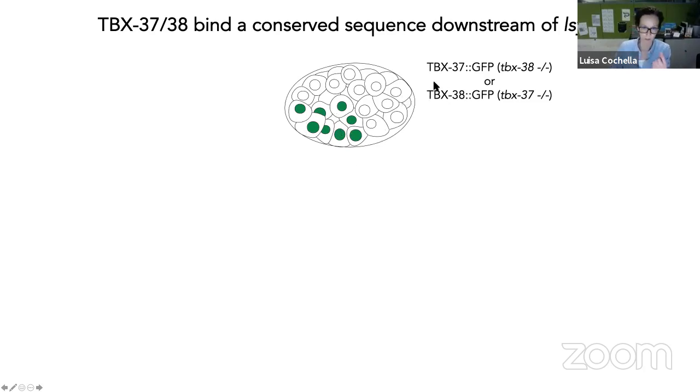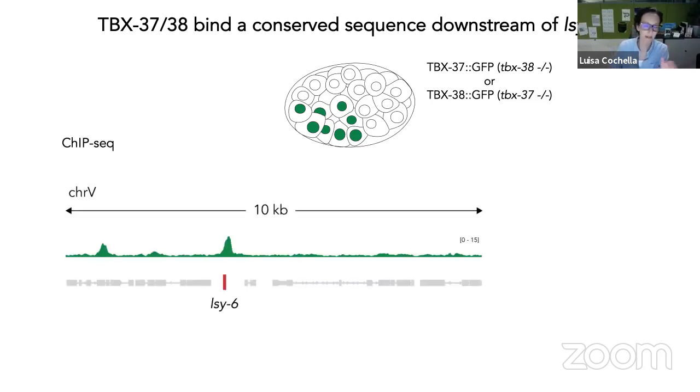And what Thomas did was he fused TBX37 to GFP in a strain where he had deleted TBX38, or he fused TBX38 to GFP in a strain where he had deleted 37. So as I told you, they're redundant, but we wanted to make sure that the only source of protein was labeled with GFP. And then he used these strains to perform chromatin immunoprecipitation and sequencing. And here I'm compiling replicates from both 37 and 38 because they looked really identical.